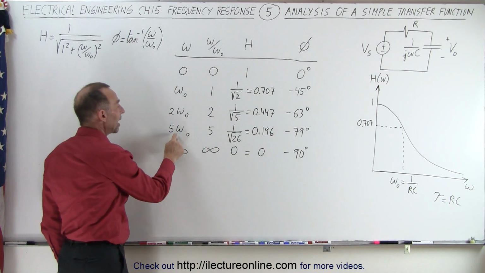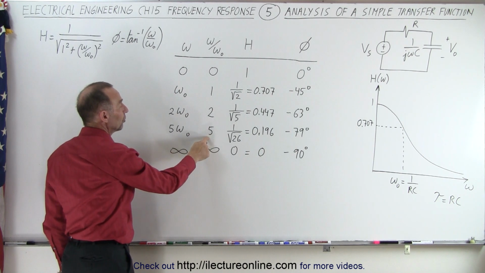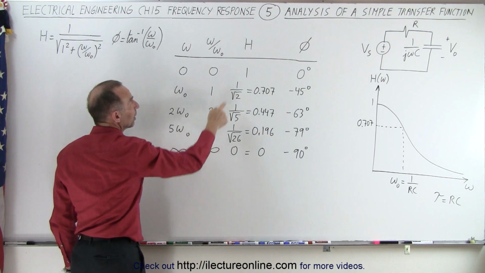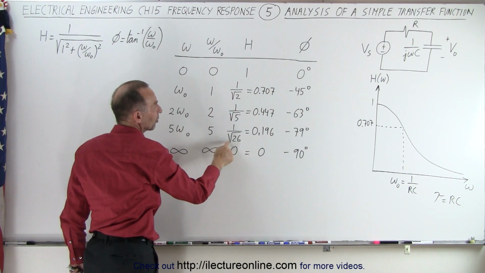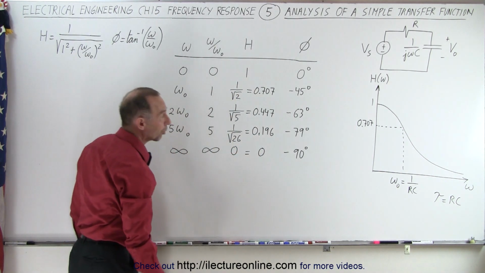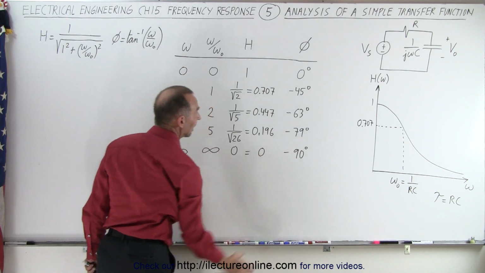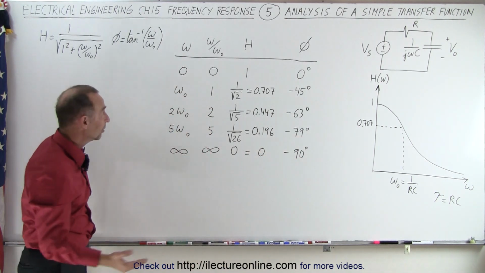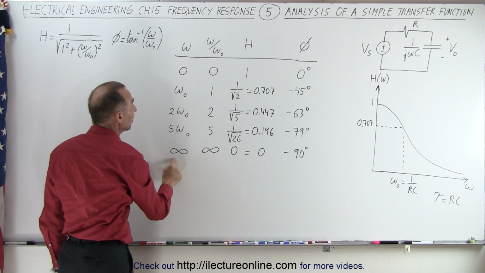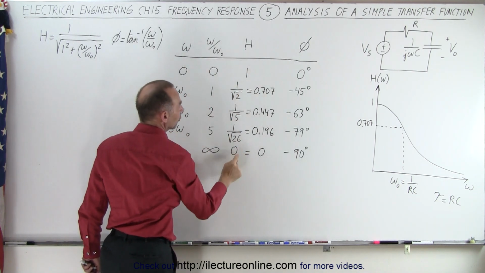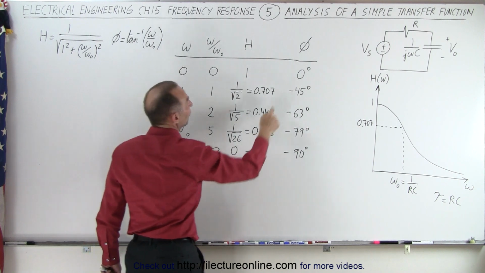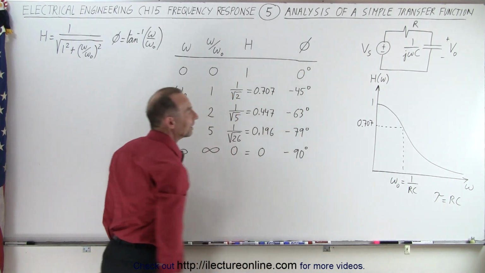When we go to 5 times omega sub naught, so the ratio is 5 to 1, the magnitude of the transfer function now drops to 1 over the square root of 26, which is slightly less than 0.2, with a phase angle of minus 79 degrees. And of course, in the limit, as the frequency approaches infinity, the ratio will go to infinity, the transfer function will then go to 0, and the phase angle will then approach minus 90 degrees.